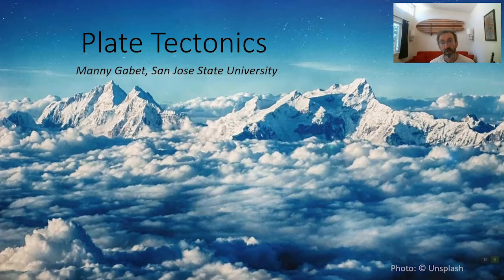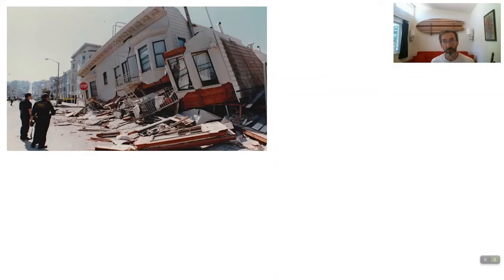In addition to explaining how landscapes like this form, plate tectonics can also help us understand something about natural hazards. For example, this is a building that collapsed during the 1989 Loma Prieta earthquake that hit the Bay Area. This particular building that collapsed is in San Francisco. So of course that has direct ties to plate tectonics.